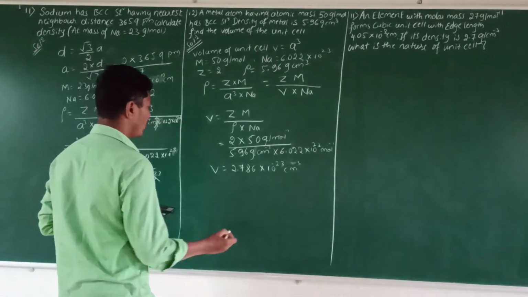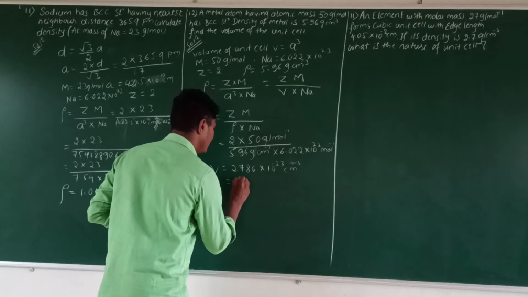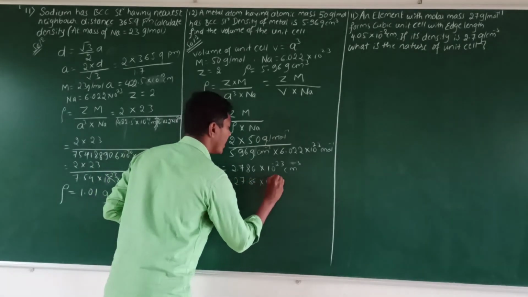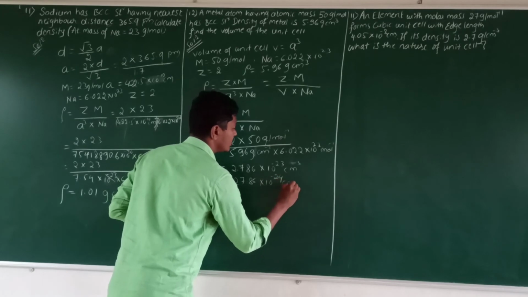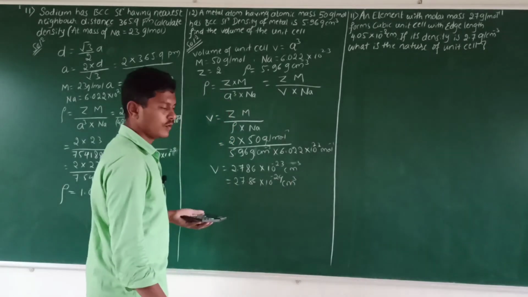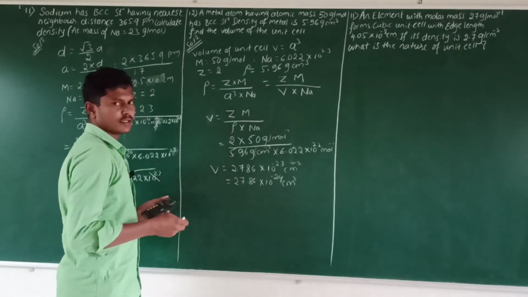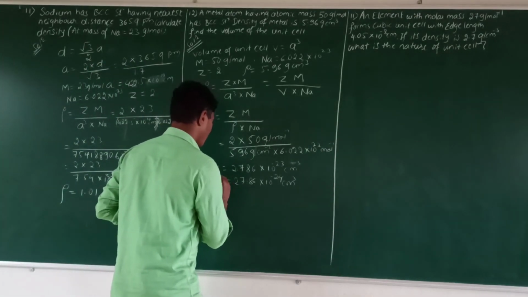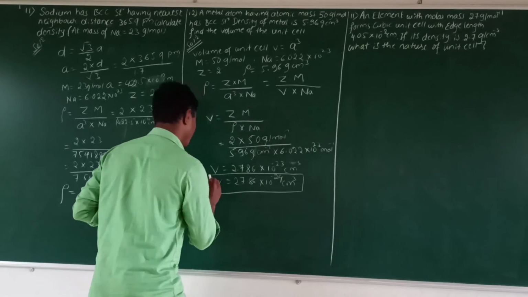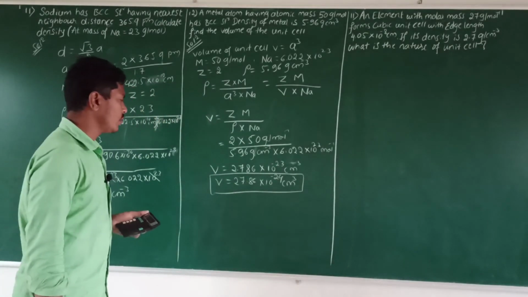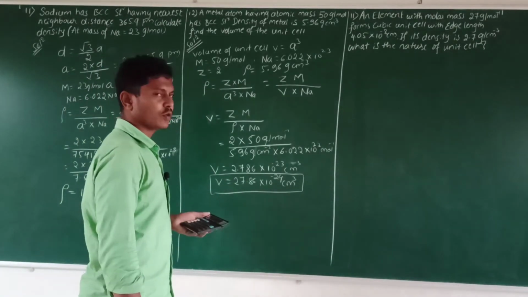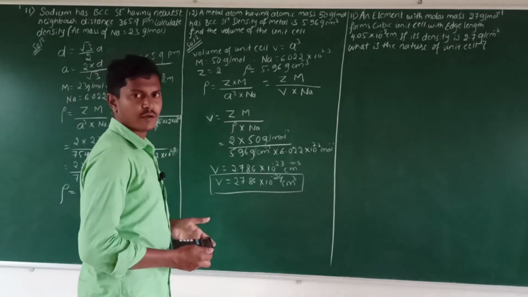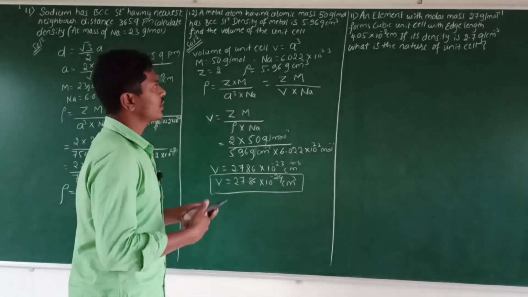This is the value, or you can write 27.86 into 10 to the power minus 24 cm cube. You can write like this or this. This is the answer. Volume of the BCC unit cell is 27.86 into 10 to the power minus 24 cm cube. This is the answer for this question. Okay, go to the next question.